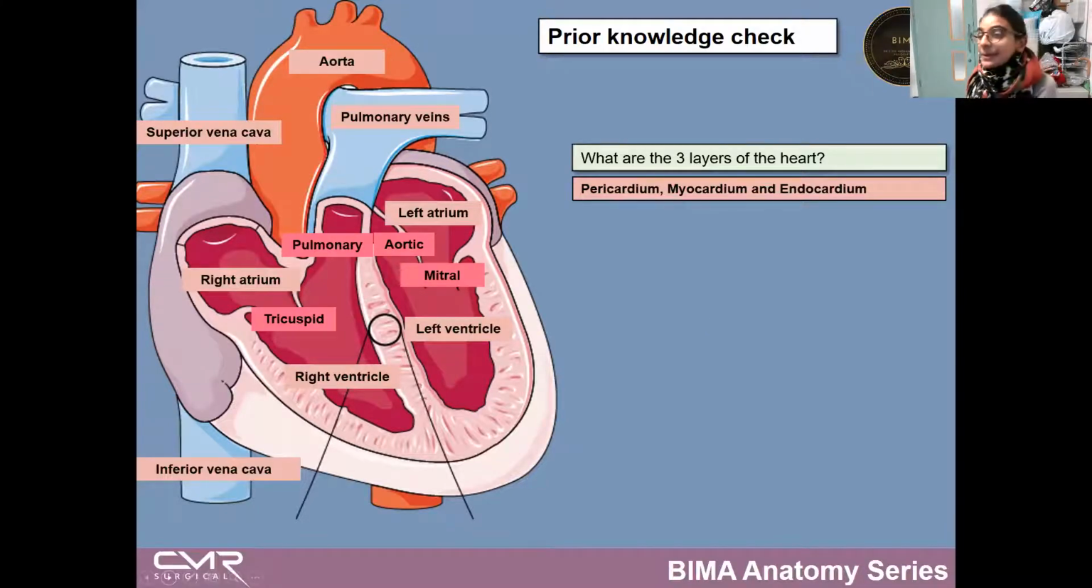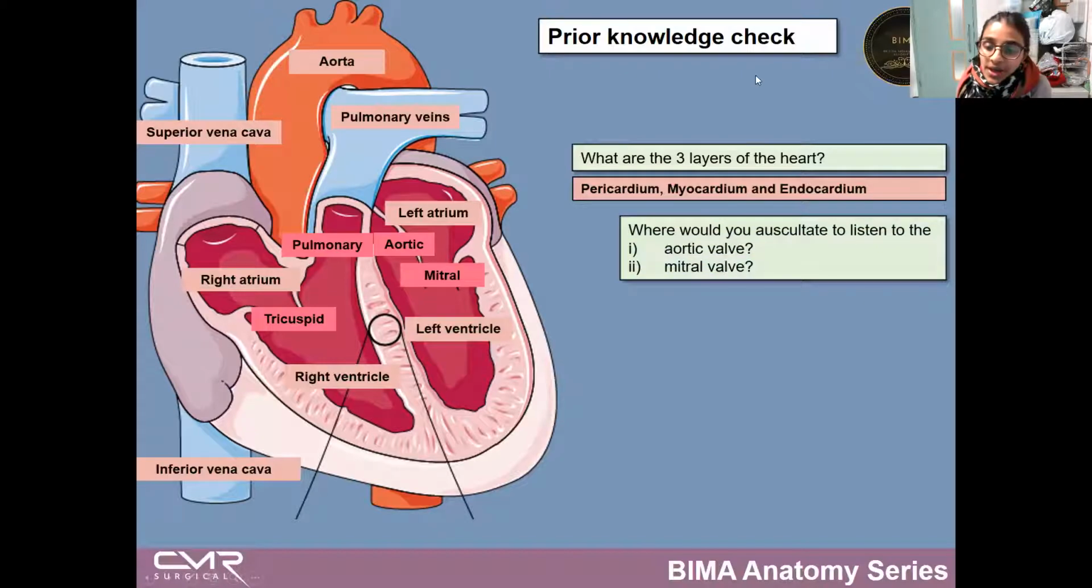Next question is a little bit more clinical. Where would you auscultate to listen to the aortic valve and the mitral valve? These are probably in clinical practice the valves that you can hear the easiest and are usually indicative of the most common pathologies. Any answers?